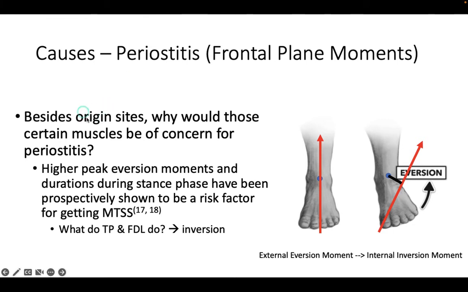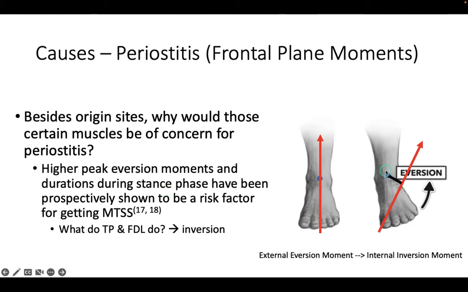Looking at the frontal plane and sagittal plane, why is that happening? So besides the origin sites, why would those certain muscles be of concern? One thing we do know, and has been prospectively studied, is that higher peak eversion moments and durations during the stance phase, the part where the foot is on the ground and landing from running, has been seen to be a risk factor. So we know for sure that that is not a good thing and that is causing MTSS.